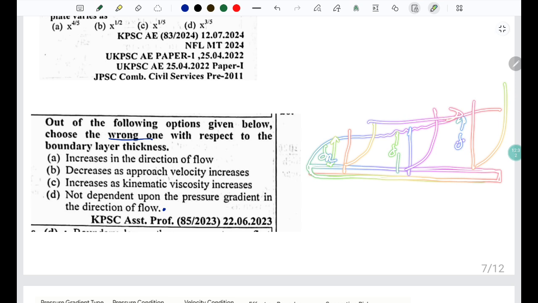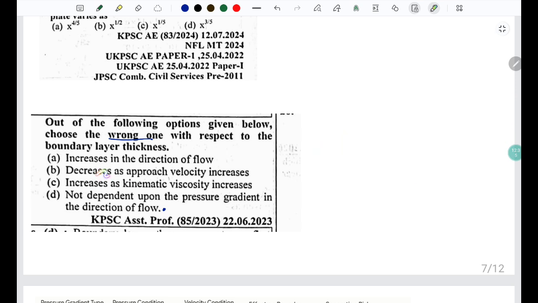So in the direction of flow, of course, it increases. Then next it says it decreases as the approach velocity increases. Now approach velocity increases means when the approach velocity, that is the velocity coming in the opposite direction, is coming towards the flow. In that case also, as approach velocity is increasing, it decreases the boundary layer thickness.